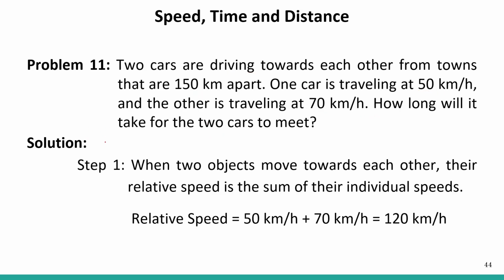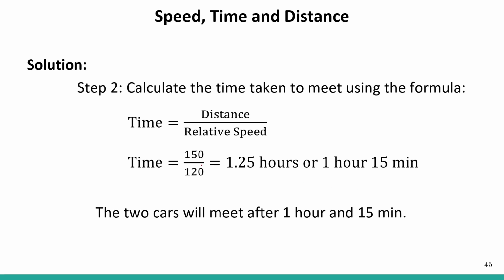So let's start the step-by-step solution. When two objects move towards each other, the relative speed will be added up. So one is 50 and the other is 70. Adding these two, we are left with 120 km per hour. Calculating the time taken to meet using the time formula: time is equal to distance by relative speed. So 150 by 120 is equal to 1.25 hours.